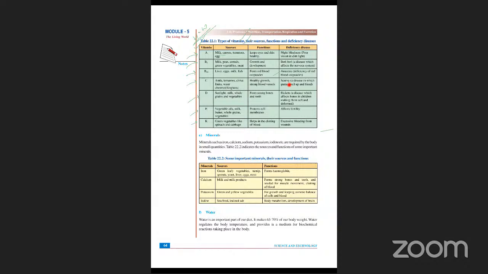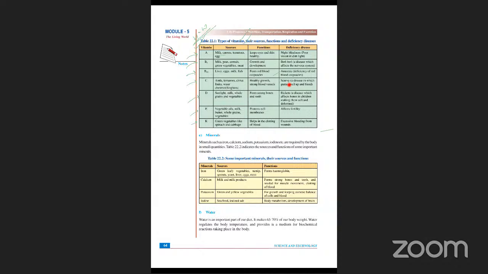Okay. So scurvy is basically a problem in the gums. Now the next part is sunlight. Vitamin D can be fulfilled by sunlight, milk, whole grains, vegetables. Now, do you know rickets?